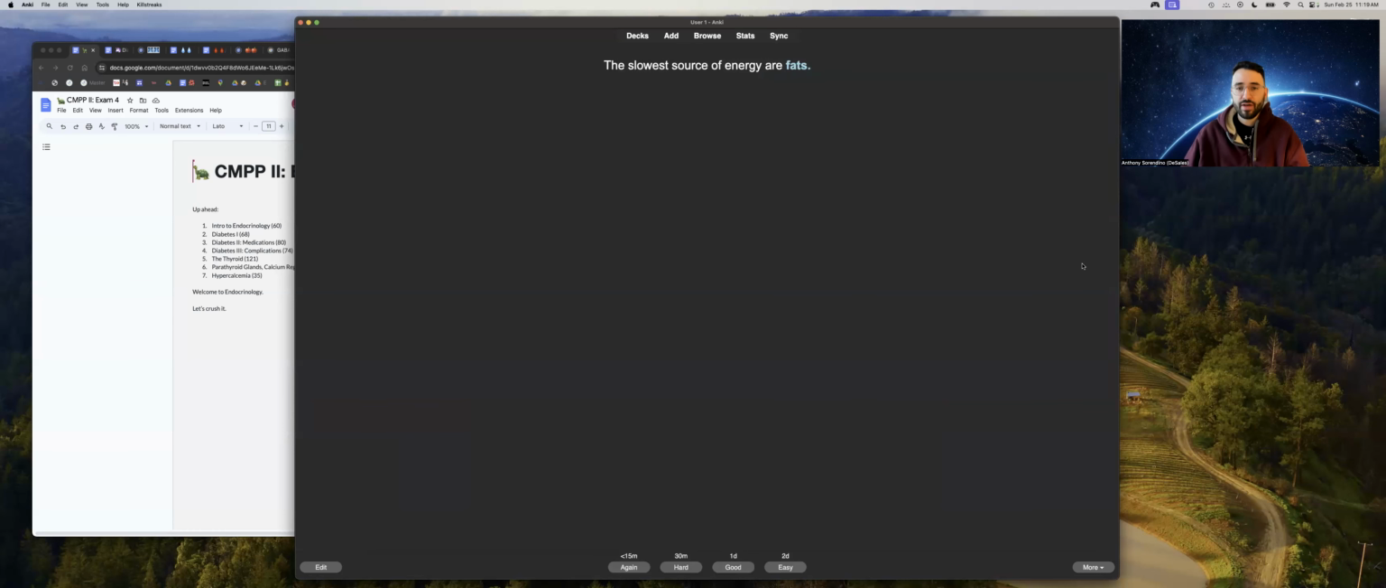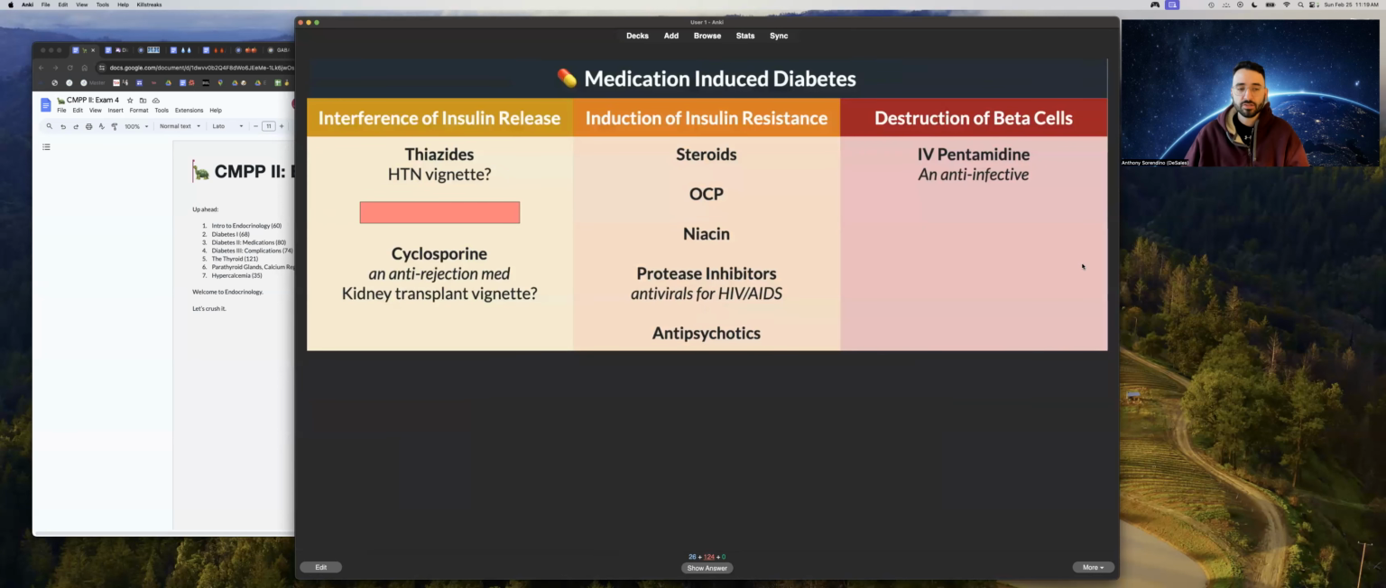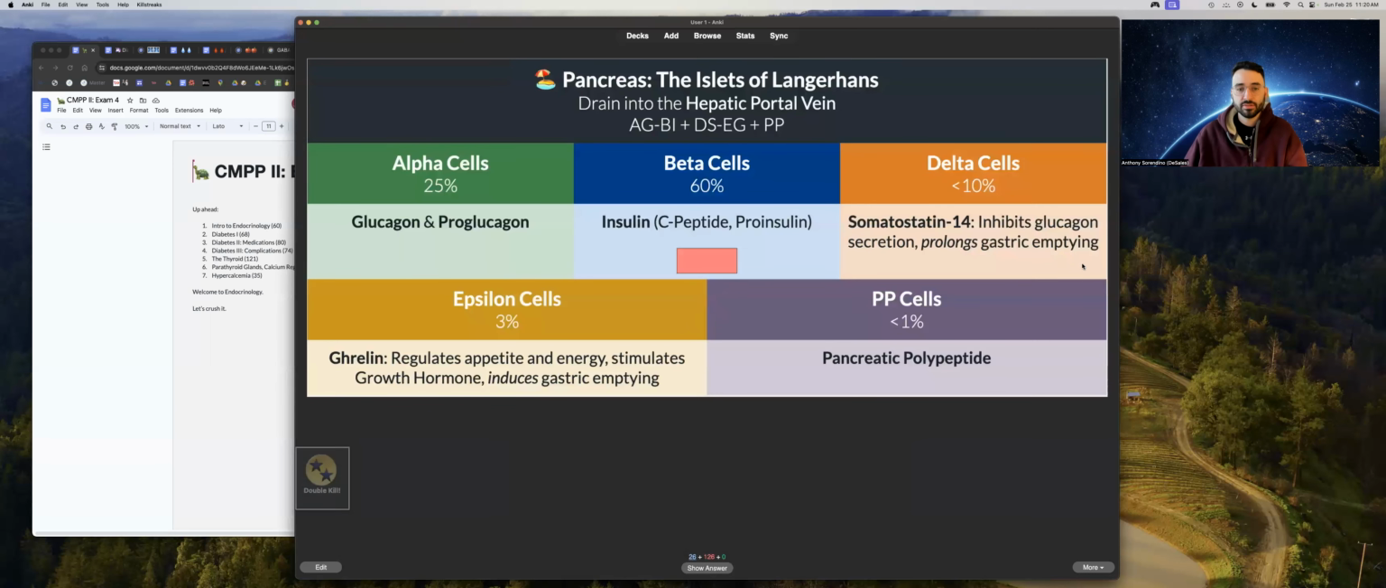The slowest source of energy are fats. Islet antibodies. Thiazide, cyclosporin. There's a P here. Medicine that starts with a P. Isn't it Dilantin? Phenytoin can cause DKA, HHS, beta cells, insulin. What are you asking me here? Oh, the other thing, GABA, yeah.